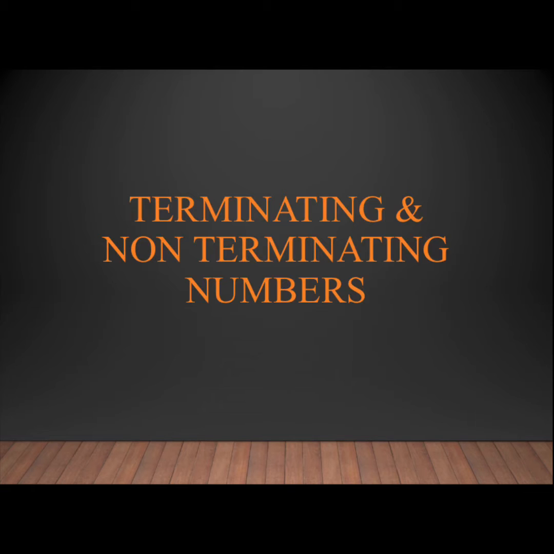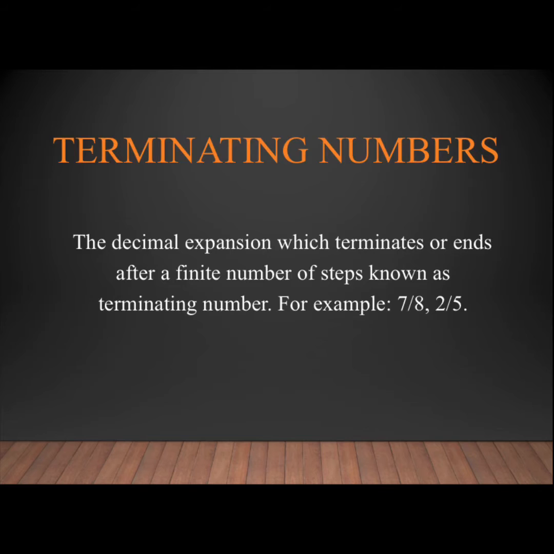Today we're going to discuss terminating and non-terminating numbers. First of all, what is a terminating number? A number whose decimal expansion terminates or ends after a finite number of steps. For example, 7 by 8, 2 by 5, etc.